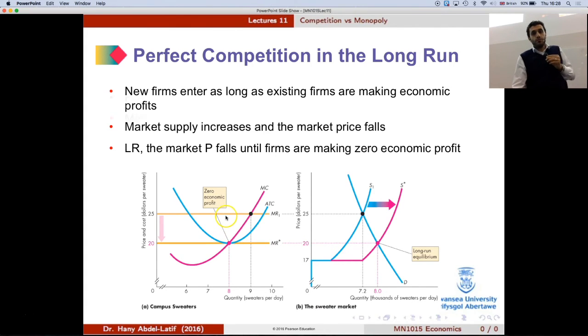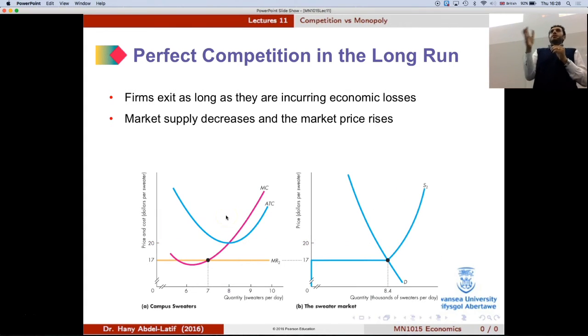So what about if we move to the other case, when we have economic loss in the short run? Why am I saying we have economic loss in this case? Look at this here. First we start with the quantity, how much they should produce. You look at the point where the marginal cost cuts the marginal revenue. So this is the point here. So this firm should produce 7. So the revenue is going to be this area. They sell 7 for $17 each. So this is the total revenue.